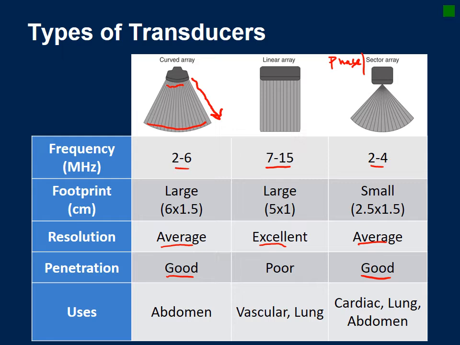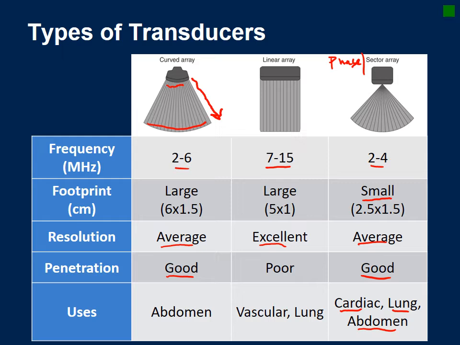The linear array probe, because of its high frequency and great resolution, is good for vascular ultrasound or lung ultrasound. And then the phase array probe or the sector array probe, because of its low frequency, but also because it has a smaller footprint because of the way that it was created, allows you to get into rib spaces and is very good for cardiac ultrasound, lung ultrasound, but at the same time, because it still penetrates well, it can be used for abdominal ultrasound.